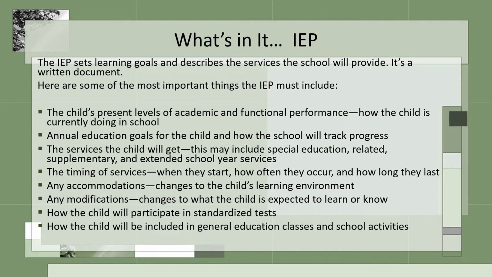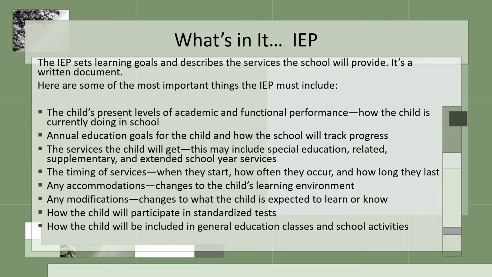What's in it? What's in an IEP? The IEP sets learning goals and describes the services the school will provide. It's a written document. Here are some of the most important things the IEP must include: the child's present levels of academic and functional performance, how the child is currently doing in school, annual education goals for the child, and how the school will track progress.